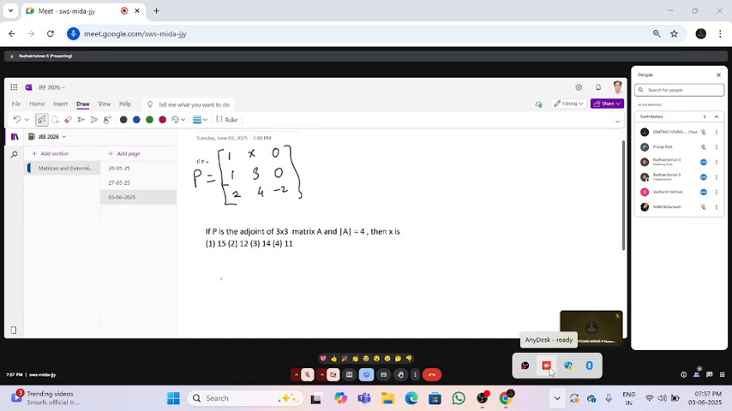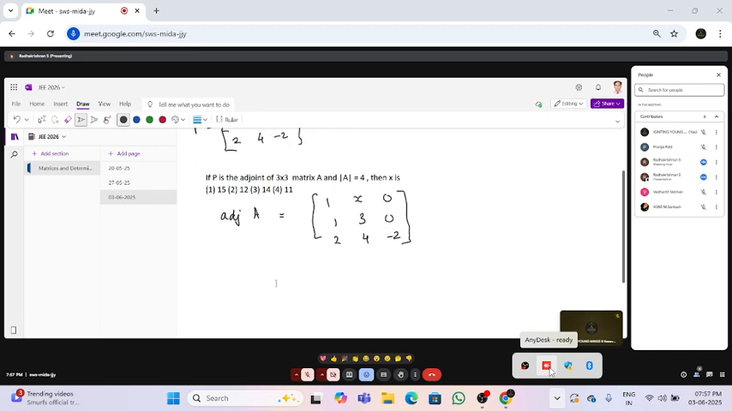Okay, so let me explain. Here P is the adjoint of A. Now it is given that adjoint of A equals this. Determinant of A is given, not determinant of adj. Adj is given and det A is given. Now, what is the relation between adj and det A? Suppose you take the determinant of adj, that we can calculate from this.